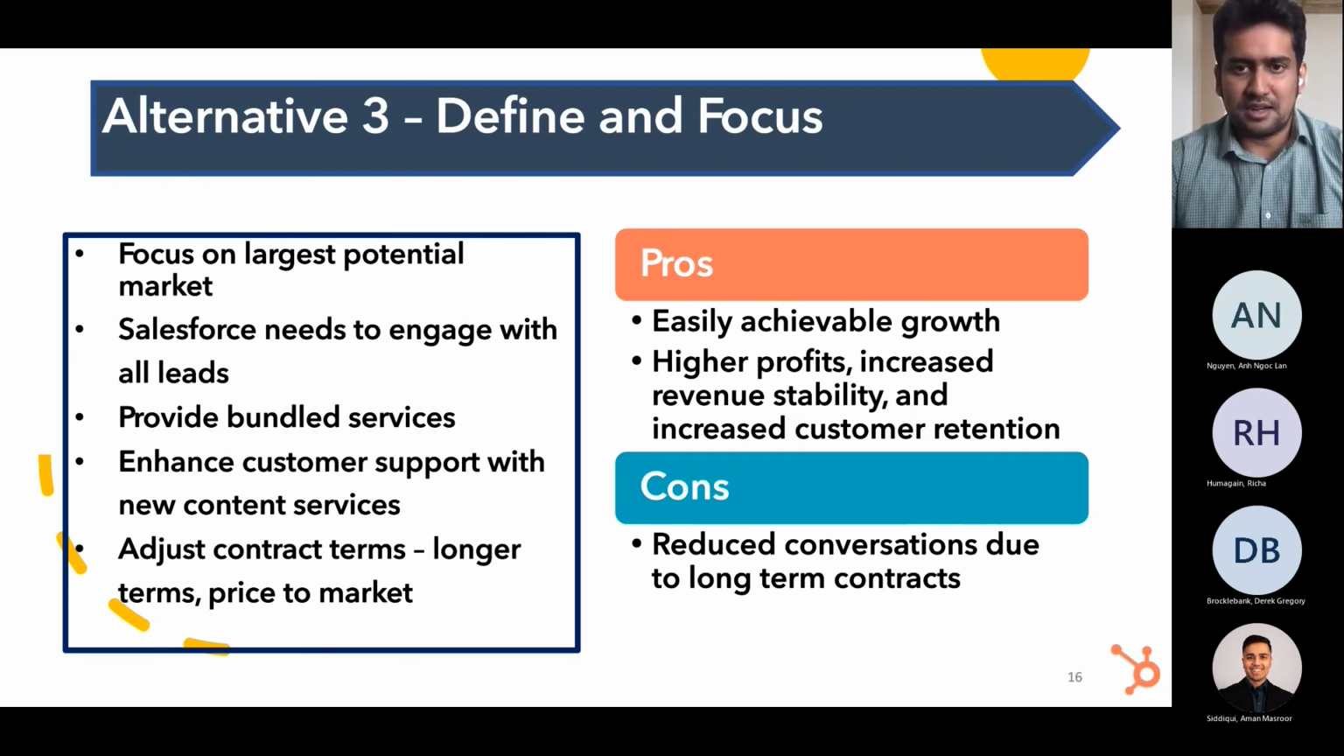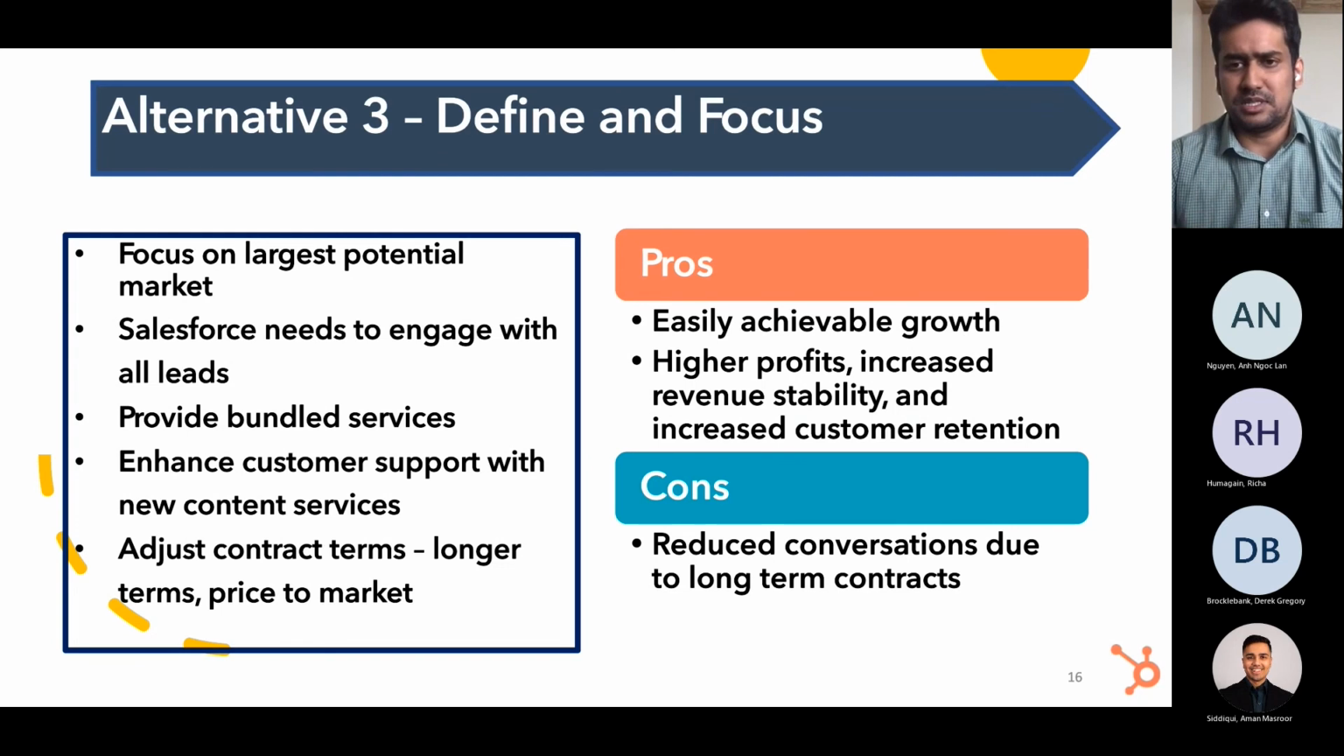The pros of implementing this plan, of course, we can easily achieve the growth as we'll be focusing on one particular type of customer base with a huge potential market. We'll also see higher profits as product and management teams will be aligned towards this category only. Hence, there will be a more streamlined and structured approach, which will reduce the cost and increase revenues. The longer term contract and the bundled services will ensure that high customer retention is there and customers are more satisfied with the product.